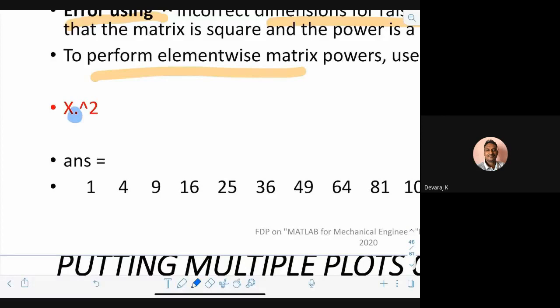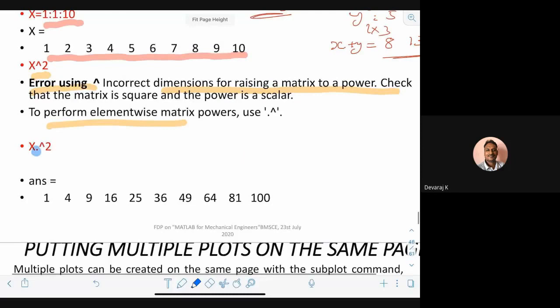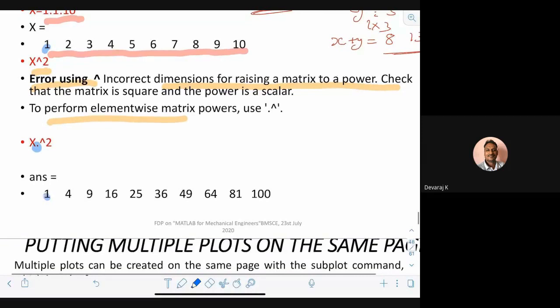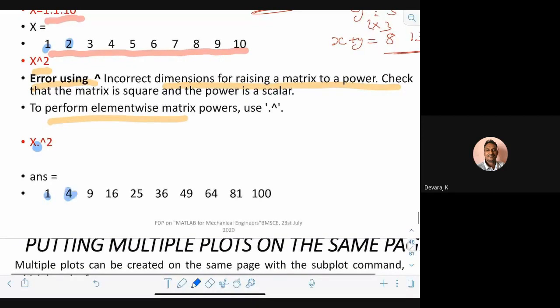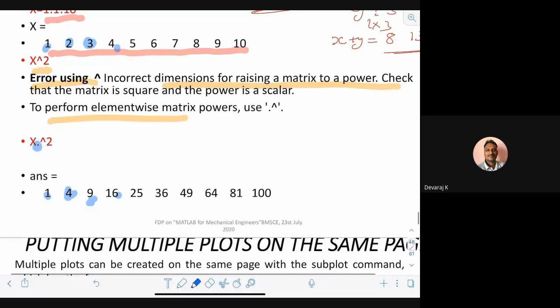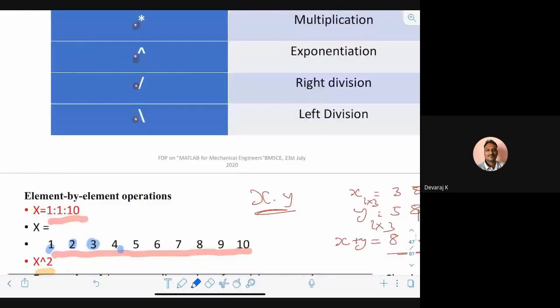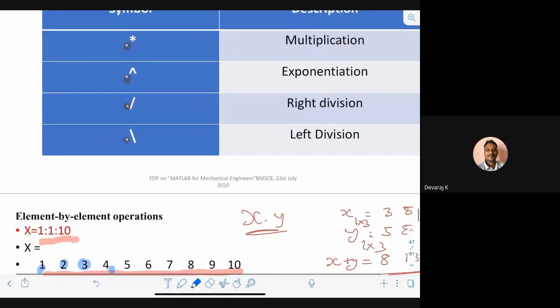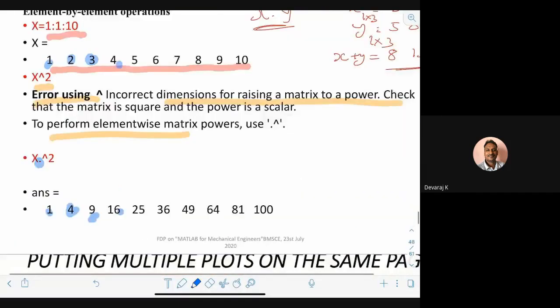X is a vector. Each element of that has to be squared. For example, when I say x dot square, automatically 1 square will become 1, 2 square will become 4, 3 square will become 9, 4 square will become 16. Element by element is being attended. And therefore, it is very, very important for you to understand this element by element operation. Remember, multiplication, exponentiation, and division, you need to take care of this.